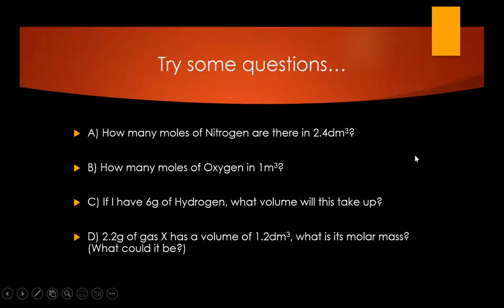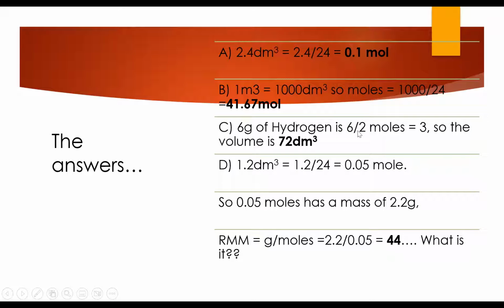In part C, if I have 6 grams of hydrogen, what volume will it take up? For that one, I have to use the very first triangle first. So I go, okay, 6 grams is how many moles? Because if I'm asked for a volume, I need one other quantity to tell me that. So I work out the moles. Moles equals grams over RMM, 6 over 2, which equals 3. So the volume is 3 times 24, which is 72.